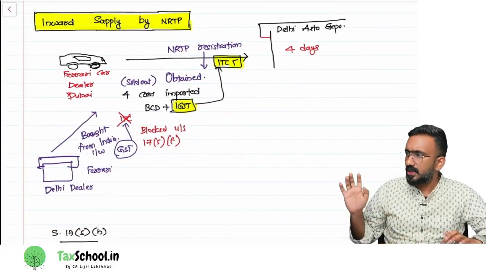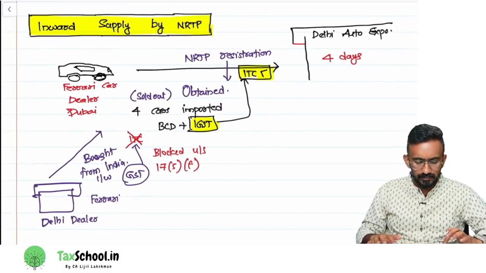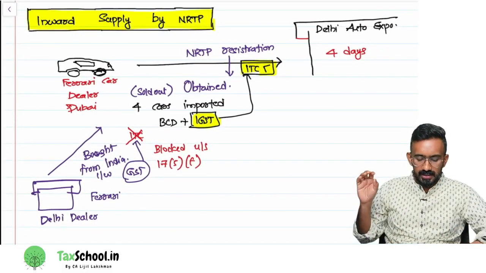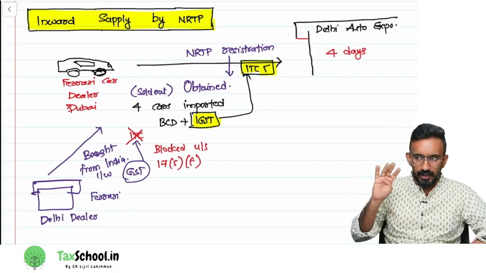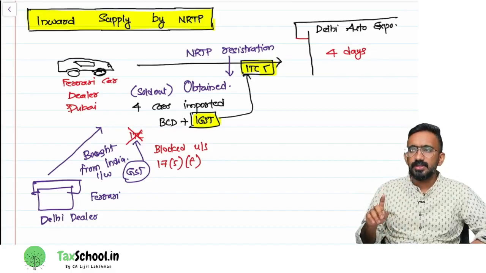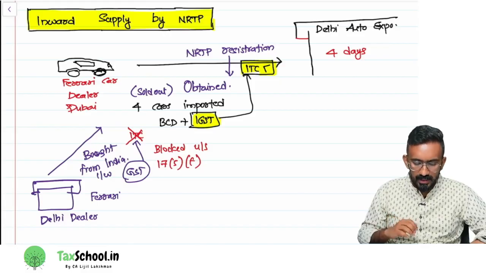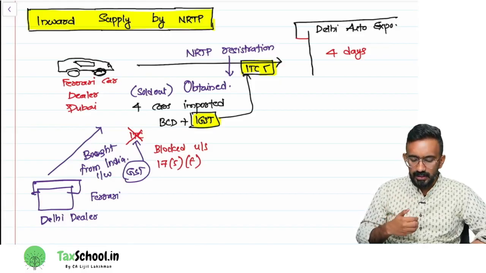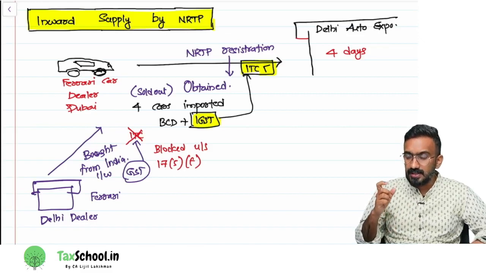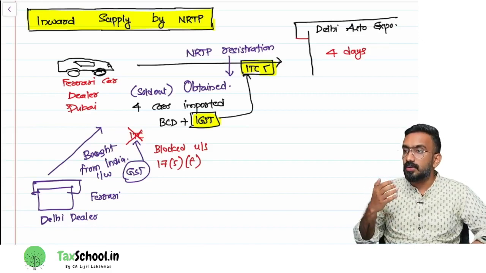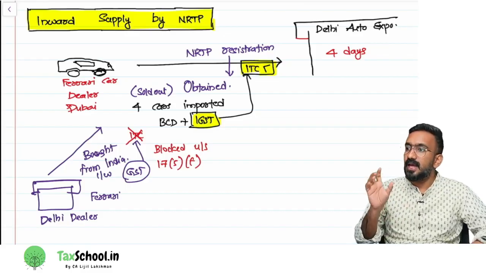All of these PDFs are available in our Tax School app. Look at this. Say there is a Ferrari car dealer from Dubai who's coming to the Delhi Auto Expo. He's there for 4 days. What registration would he have taken in India? He would not have taken normal registration. He would have gone for an NRTP registration. The government expects him only to import the car, pay customs duty, and then sell it in India. That's why he needs to have an NRTP registration.